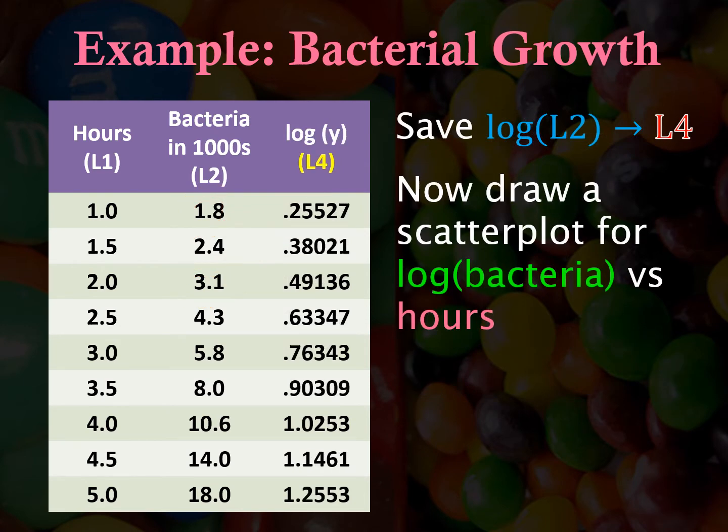Now, if you were to draw a scatter plot, instead of doing x and y, we now have a new list. This is log, and now in the notes I put L3. I'm going to use L4 just to be consistent. So L4 is you're going to take L2 and just save it into L4. So the log of L2 equals L4, or becomes L4. So all these values here on the right are the logs of column 2. So now we're going to do a scatter plot of x, which is hours, and log of y, which is the log of the number of bacteria.